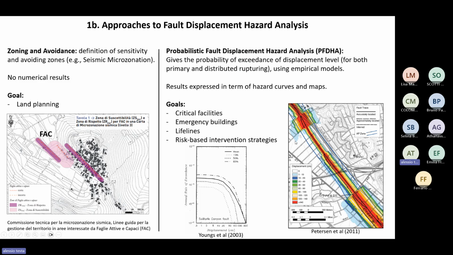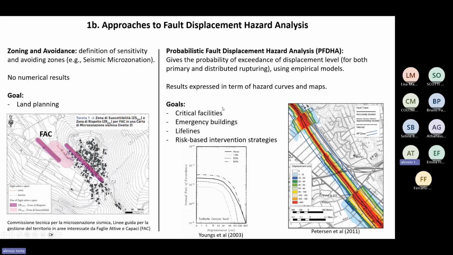The approaches to fault displacement hazard are usually two. The first one is the so-called zoning and avoidance approach, which consists in the definition of a respect zone around the fault. This approach doesn't give numerical results about the hazard, and it is mostly used in land planning, for example, in the Italian seismic microzonation.